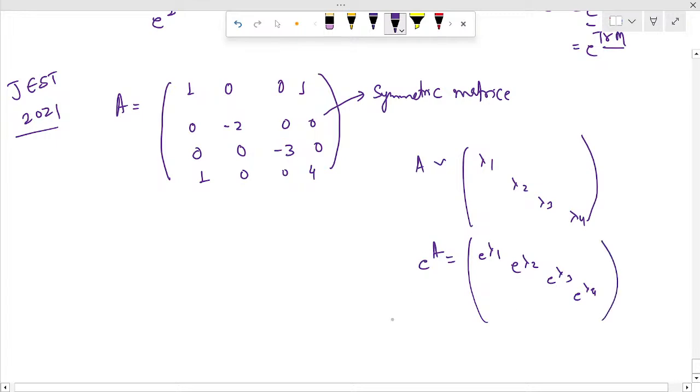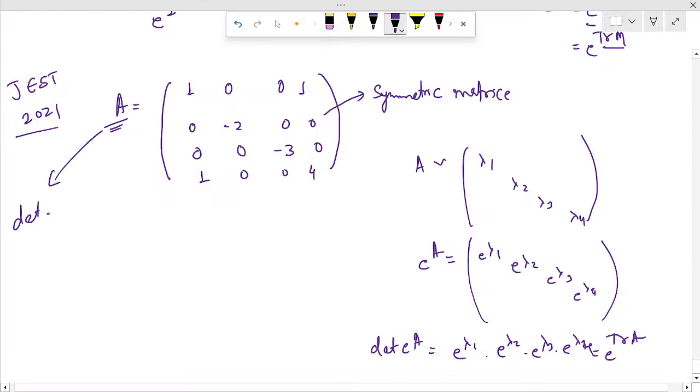And if I want to take the determinant of this, the determinant of e to the power A is nothing but the product of these eigenvalues. If I take the product of these eigenvalues, remember it will be equal to e to the power trace of A. Since this matrix is diagonalizable, the determinant of e to the power A would be simply e to the power trace of A. And if I do the same, I get e to the power 4 minus 3 minus 2 plus 1, which is simply equal to e to the power 0.